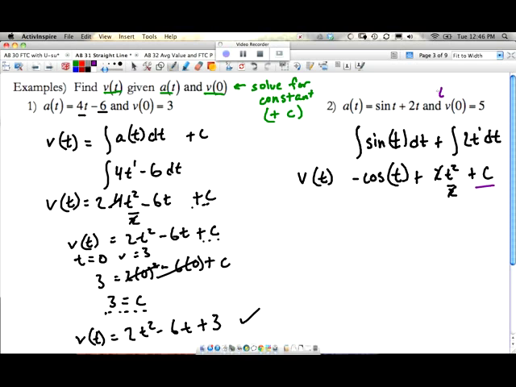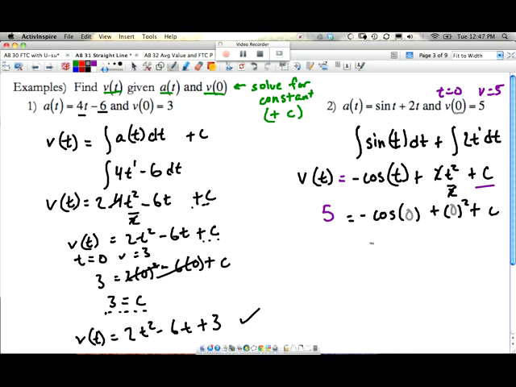I know that v of 0, so that means when t equals 0, velocity is 5. So velocity is going to be 5, and we got negative cosine of 0 plus 0 squared plus c. So I'm going to plug in that 0, this 0 right here.